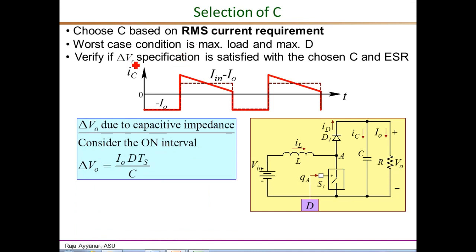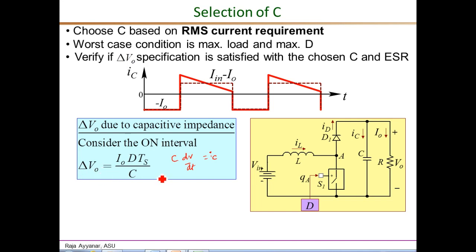So the expression for delta VO, just considering the ideal capacitor, just due to the capacitive impedance: C dV over dt is IC, and considering, for example, the on interval, the dV by definition is delta VO, and IC in this interval is IO, at least the magnitude is the load current IO, times the duration, which is dTs, over the capacitance, that is delta VO. Now, once you've chosen the capacitor based on the RMS current requirement, substitute the obtained value of C in this expression and check for delta VO.